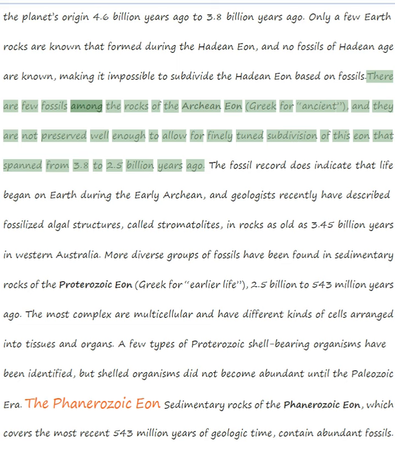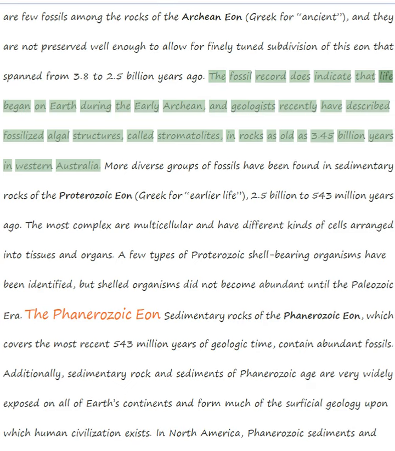There are few fossils among the rocks of the Archean eon, and they are not preserved well enough to allow for finely tuned subdivision of this eon that spanned from 3.8 to 2.5 billion years ago. The fossil record does indicate that life began on Earth during the early Archean, and geologists recently have described fossilized algal structures, called stromatolites, in rocks as old as 3.45 billion years in Western Australia.